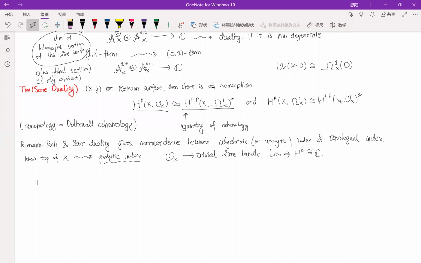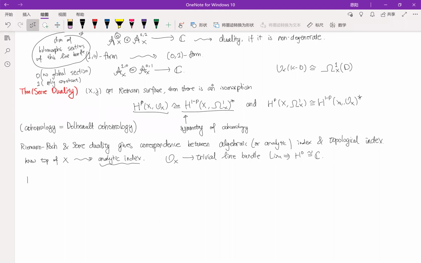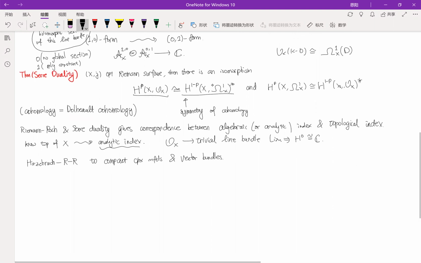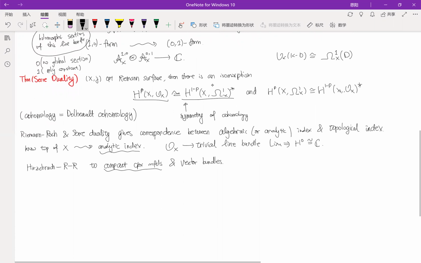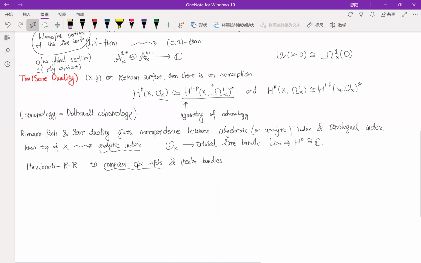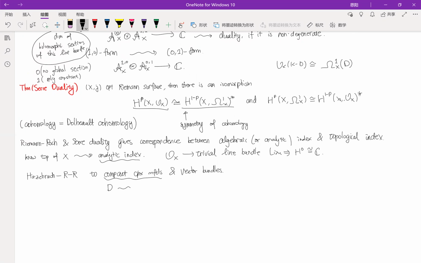There are many generalizations of the Riemann-Roch theorem, like the Hirzebruch Riemann-Roch, which is in the analytic context. That is, we generalize to complex manifolds and also vector bundles. Then we must use many complex techniques, because when we're treating complex manifolds, even if line bundles correspond to codimension 1 subvarieties.